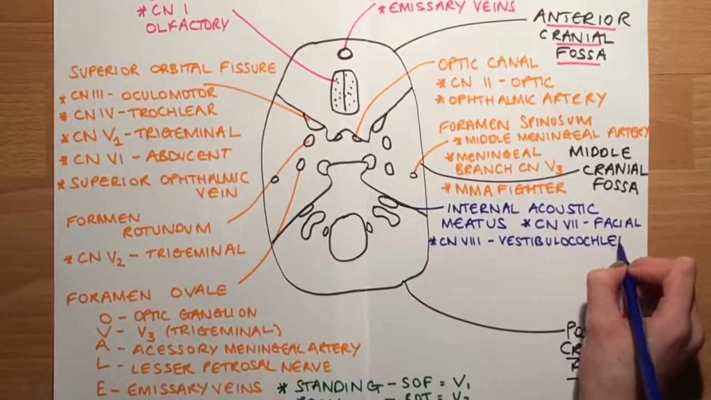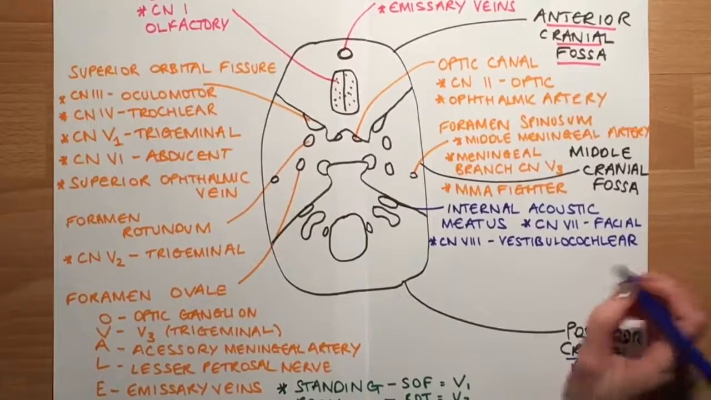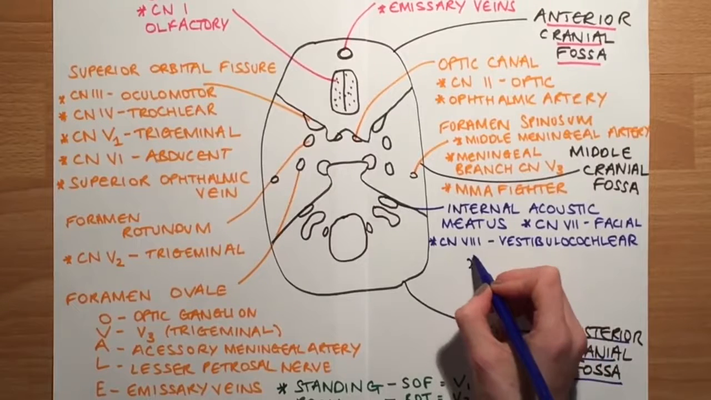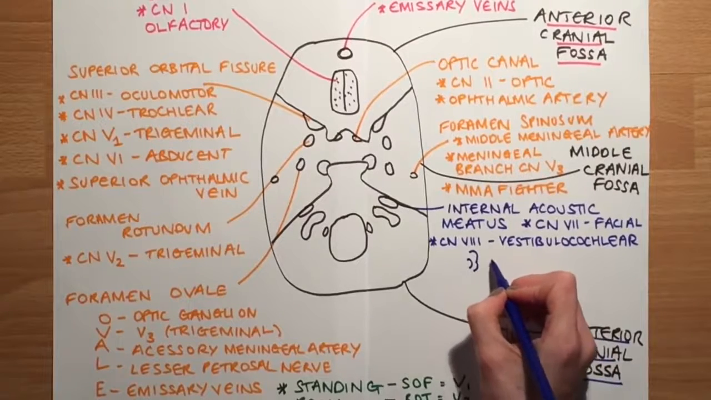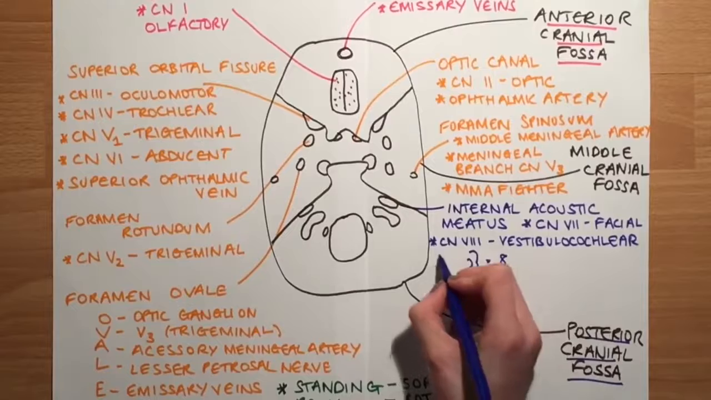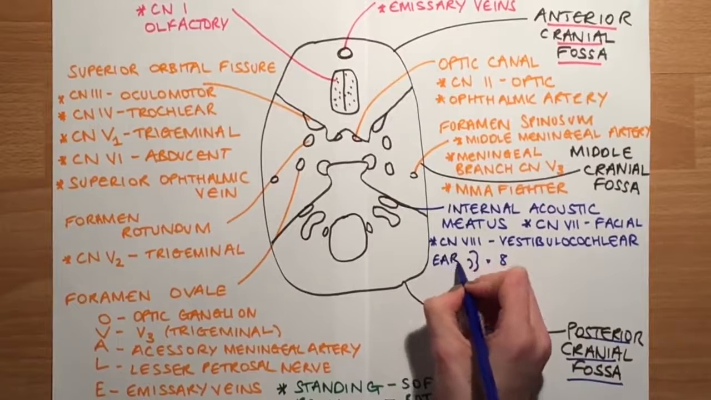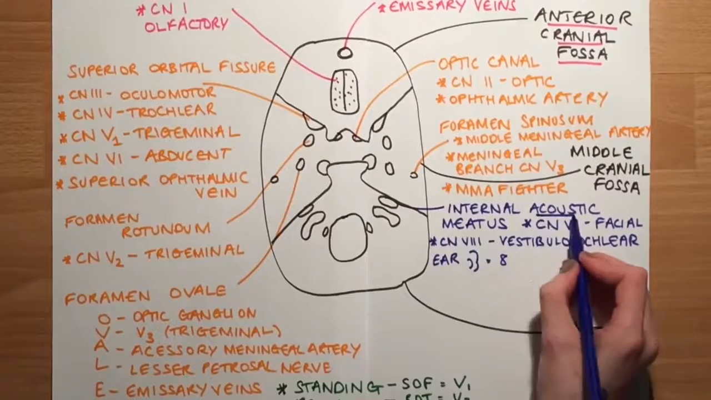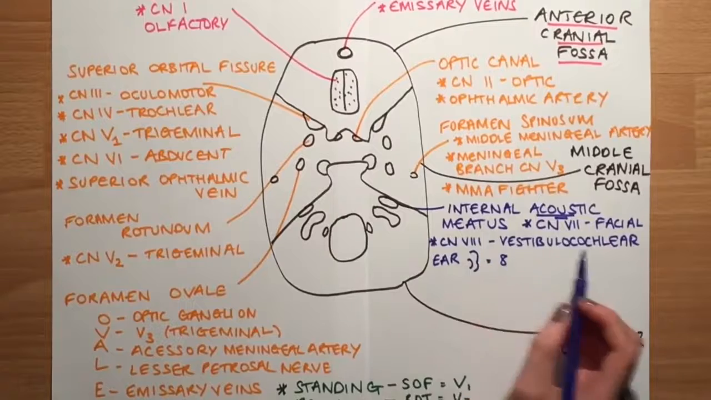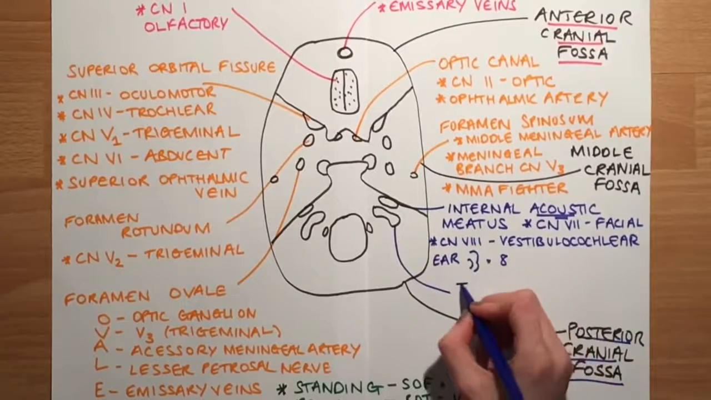Okay, now it also transmits the labyrinth artery, but quite a good way of remembering what goes through is to think of the ear, looks like the number 8, and if you think of acoustic, so that kind of remember 8, so you'll remember that the vestibulocochlear goes through there.